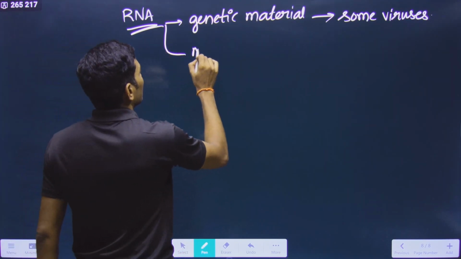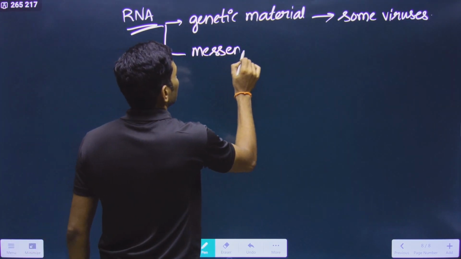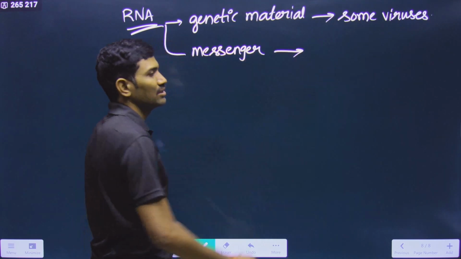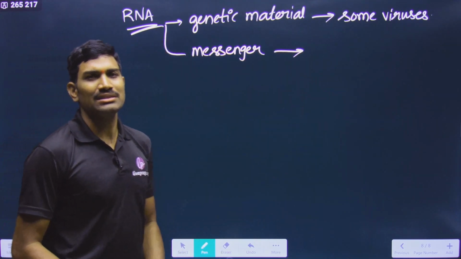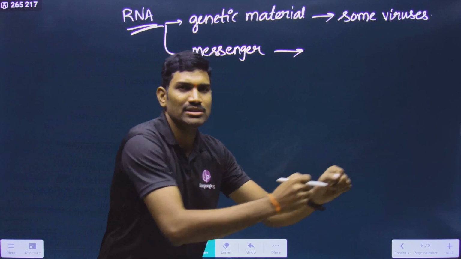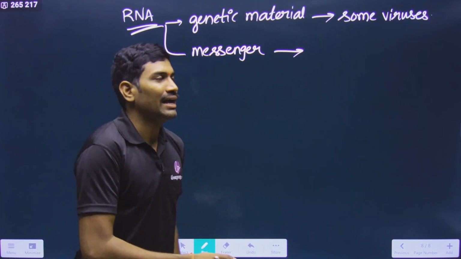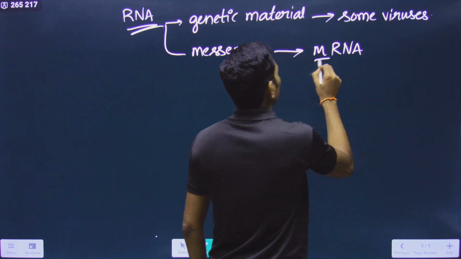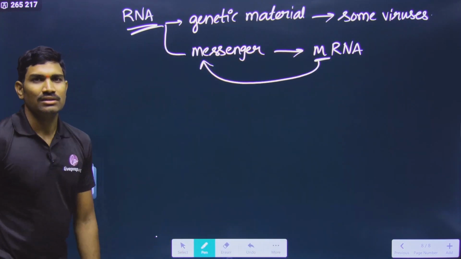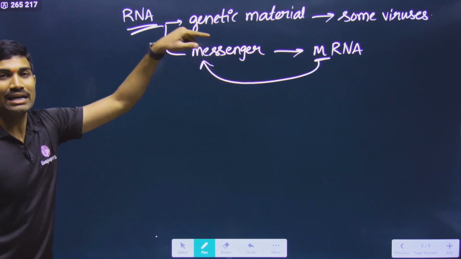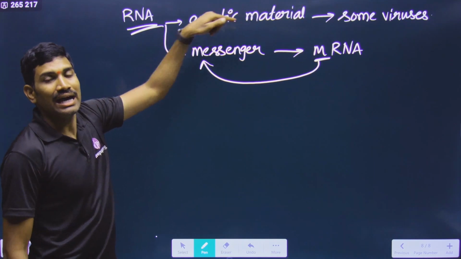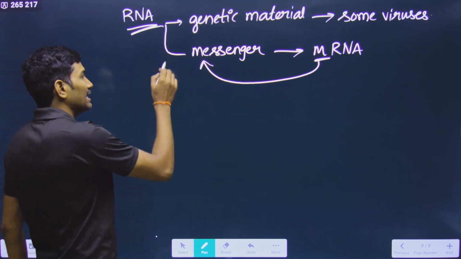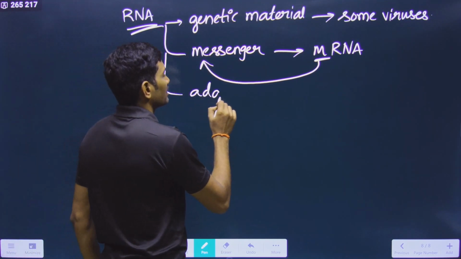What is that one? In some cases, it can act as a messenger. Who is called a messenger? A messenger is the one who carries information from one location to another. That type of RNA is called mRNA. In mRNA, what does M mean? Messenger. So RNA can act as genetic material, RNA can act as messenger, and RNA can even act as adapter.